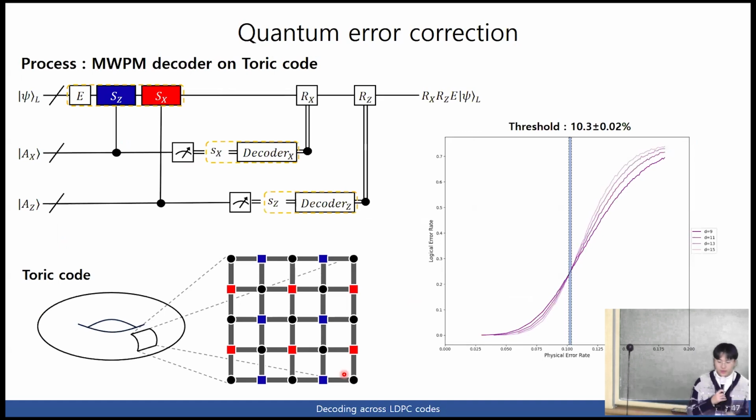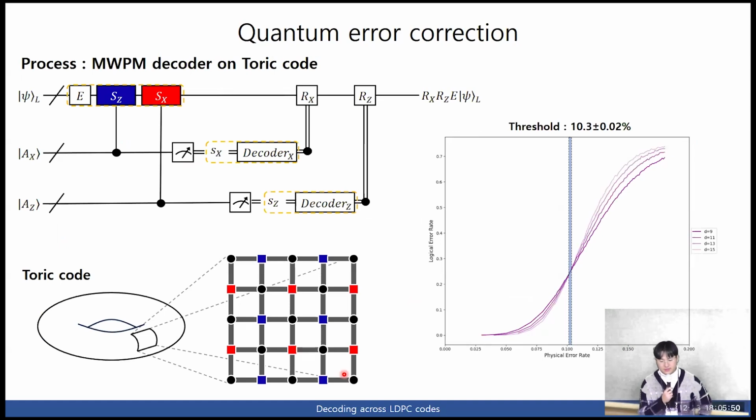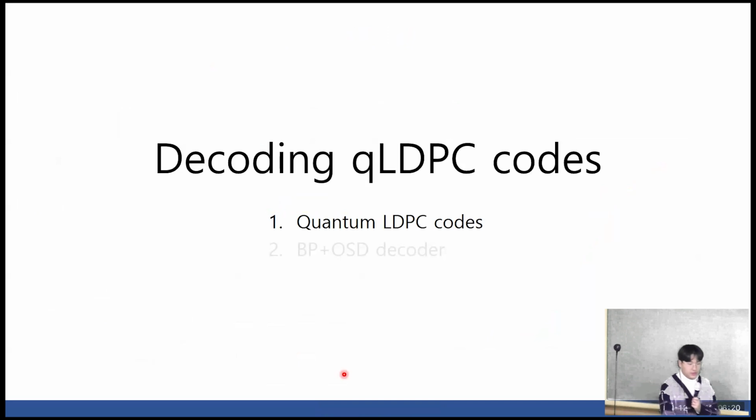This example here is the process of the minimum weight perfect matching decoder on a toric code. This is the toric code's tanner graph, which you can see has a plane of qubits and X and Z measurements. And the minimum weight perfect matching decoder gives a threshold of about 10.3%. I'm not going to talk about the details right now. So that was the quantum error correction.